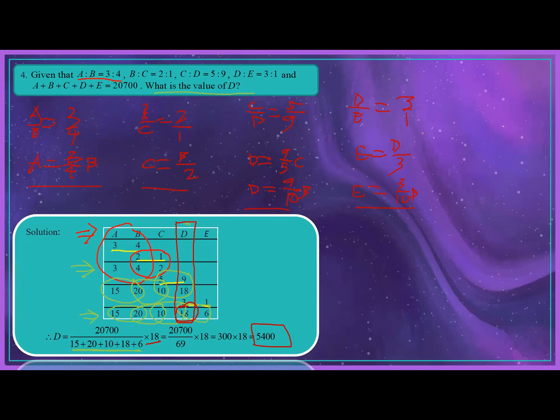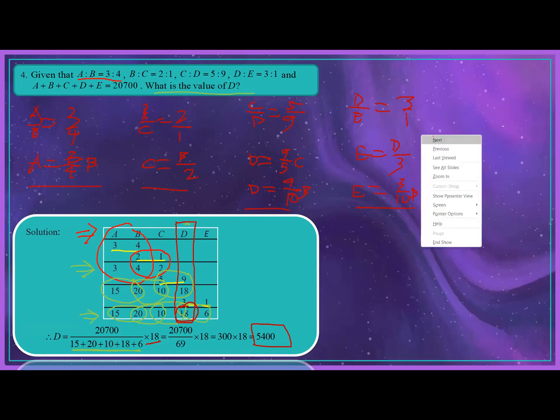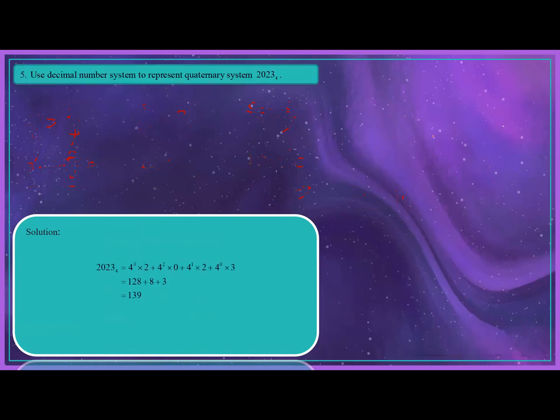So in most cases, you'll get wrong on your arithmetics. So be careful with that for adding, subtracting, multiplying your numbers. Okay. Next, number 5. I use decimal number system to represent quaternary system. The number 2023 base 4.